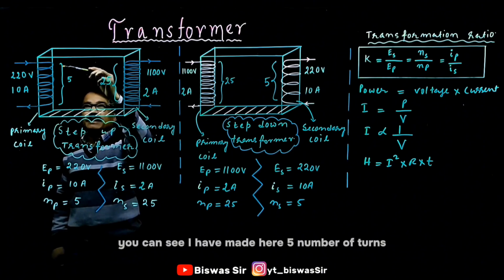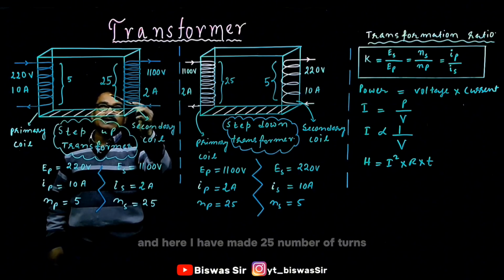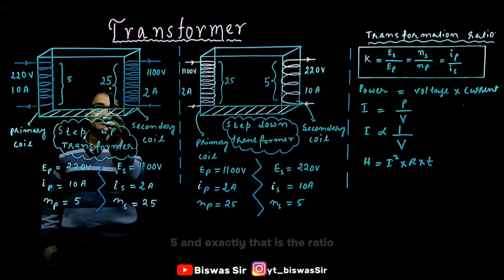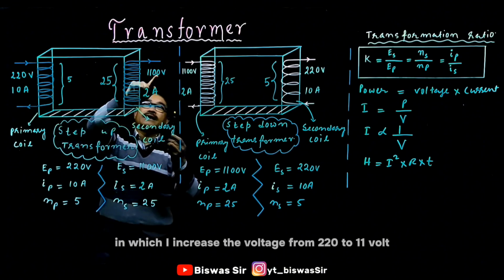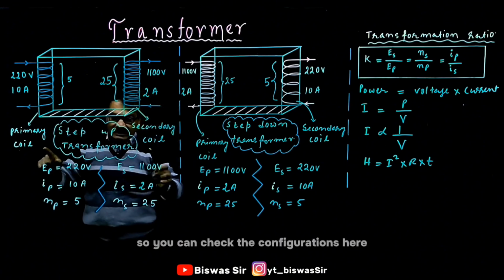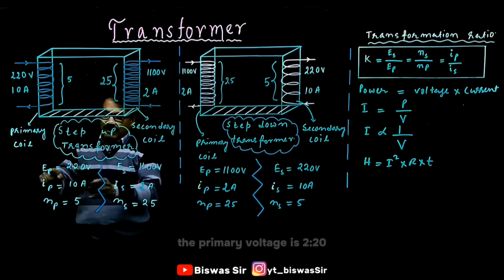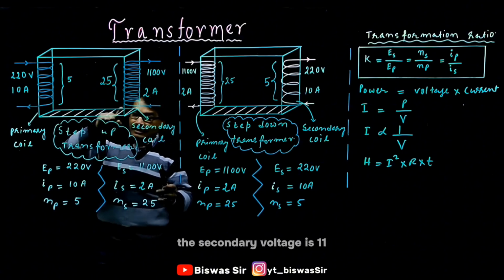You can see I have made 5 turns here, and here I have made 25 turns. So the ratio is 1:5, and exactly that is the ratio in which I increase the voltage from 220 to 1100 volt. So you can check the configurations here. The primary voltage is 220, the secondary voltage is 1100.